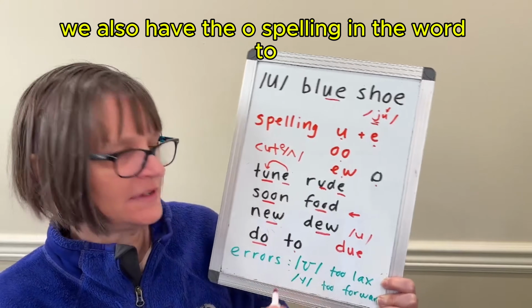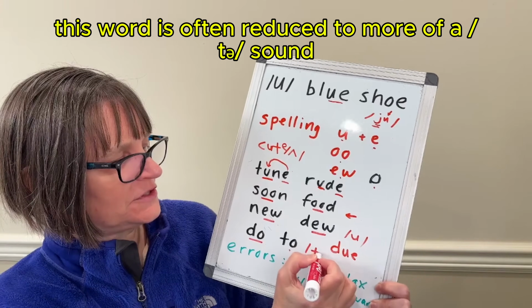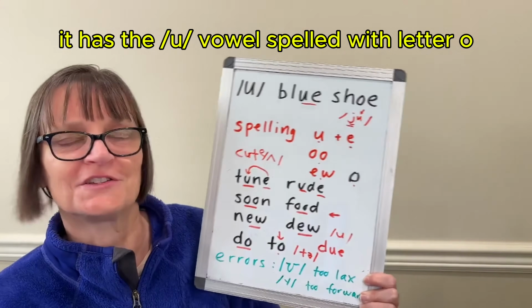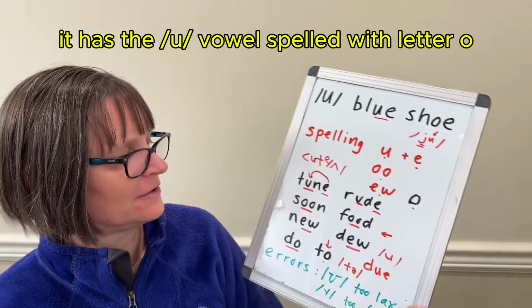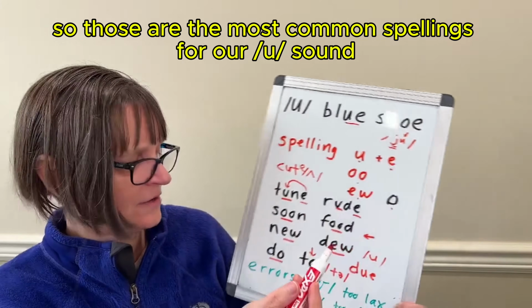We also have the O spelling in the word to, although this word is often reduced to more of a t sound in fluent speech. When it's by itself or when it's stressed, it has the oo vowel spelled with letter O. So those are the most common spellings for our oo sound.